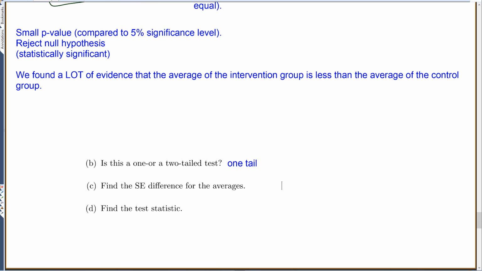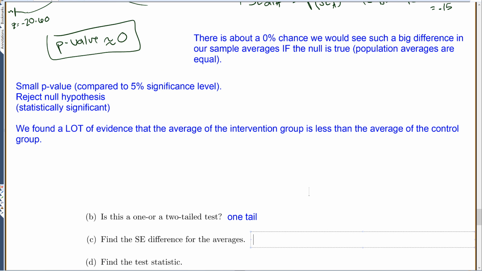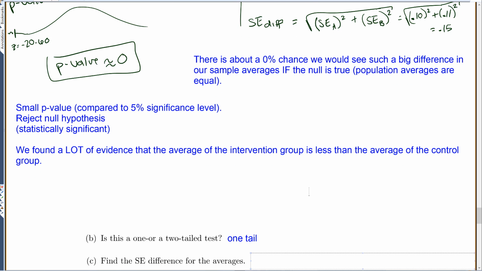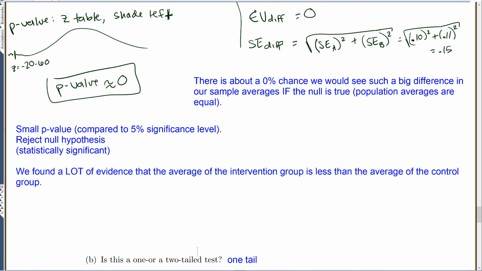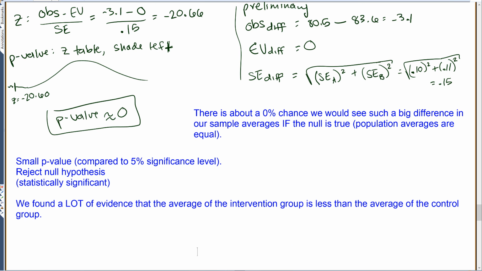Let's see, find the SE difference for the averages. So sometimes that will be a question, or maybe it'll even be a completely separate question where your only step is to find the SE differences, which we found was 0.15. And what was your test statistic? Your test statistic is just your z-value. So in our case, our z-value was z equals negative 20.66.